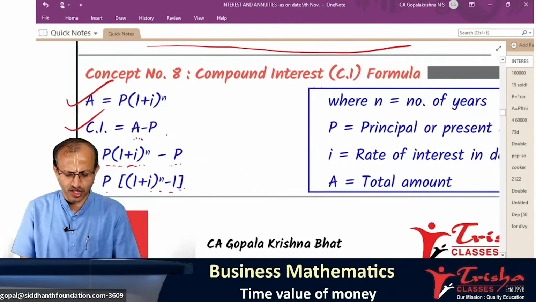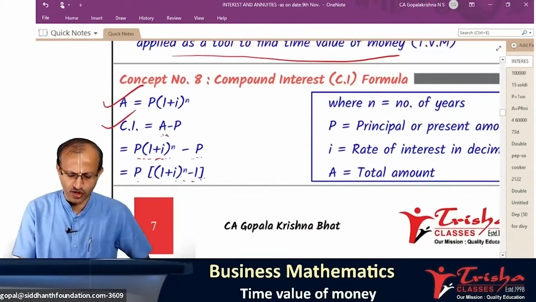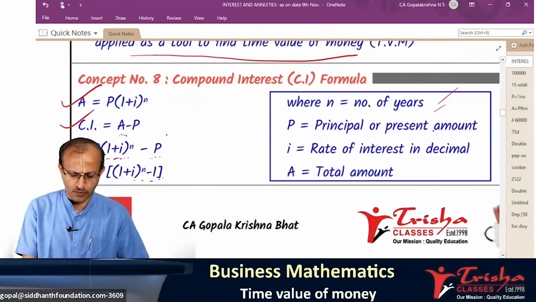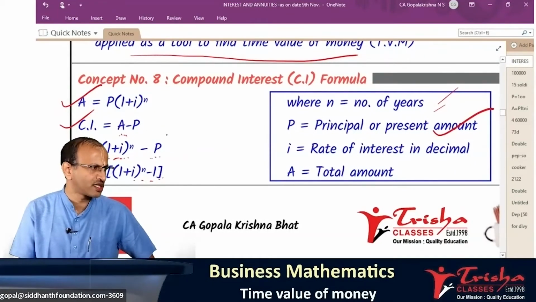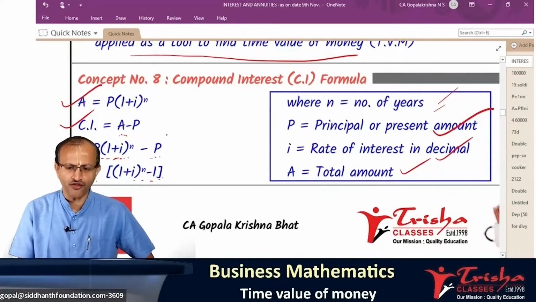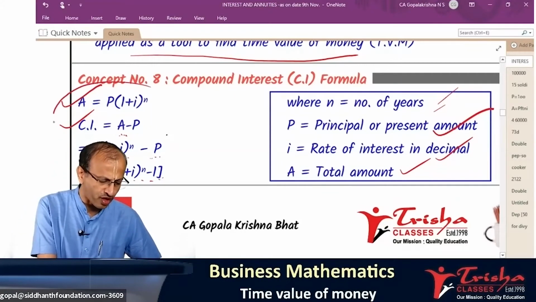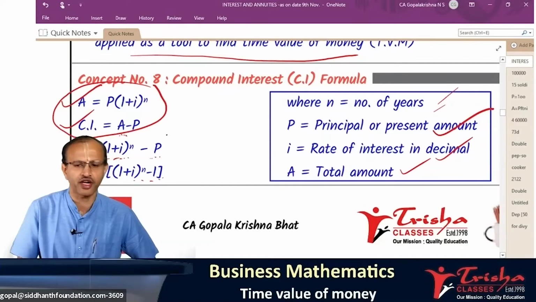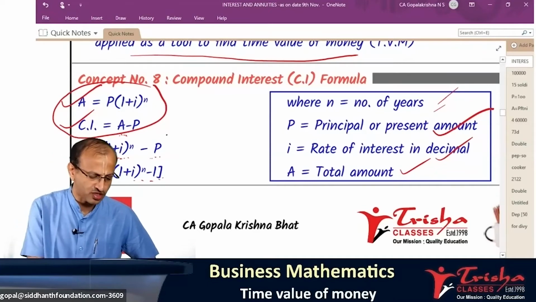So what is n? n is equal to the number of years, as we discussed earlier. P is equal to principal or present amount. i is equal to rate of interest in decimal. Then finally, A is equal to total amount. So all of you write in your notebook these two formulae first. This can be derived and we can write it all the times. But these two you have to write.